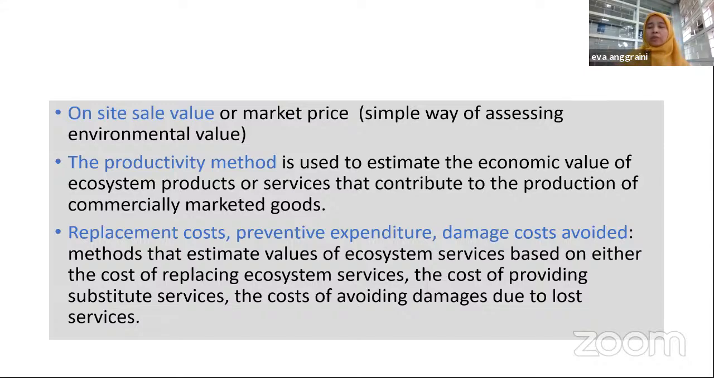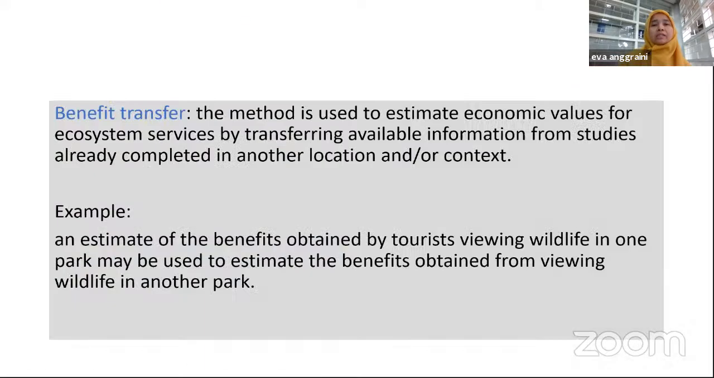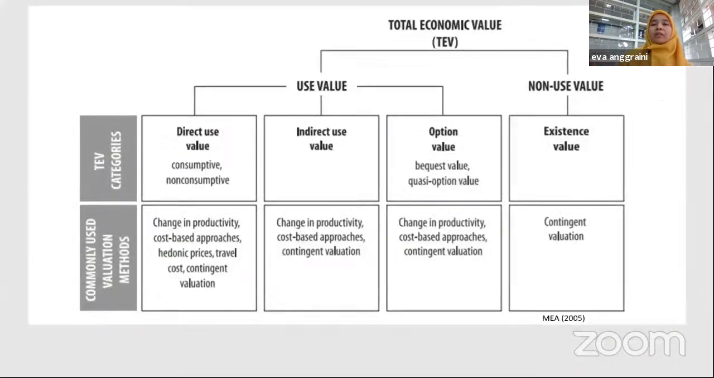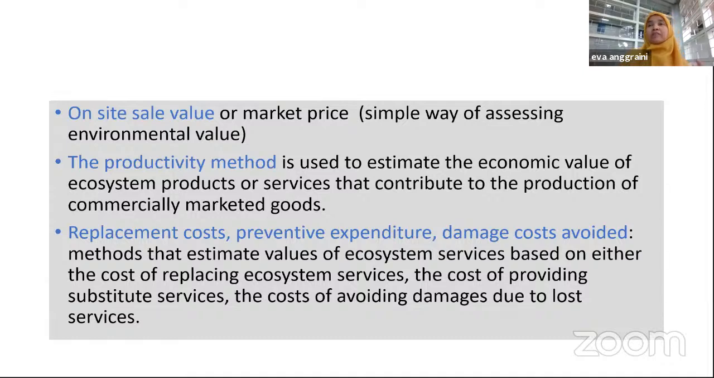And I will show you that there is a research on it. For example, here we see "Revisiting the economic valuation of agricultural losses due to large declines of pollinators." Pollinators have impacts on agriculture products. So here we can use the productivity method for assessing how pollination affects the agriculture products. And then replacement costs, also like preventive expenditure and damage cost avoided.